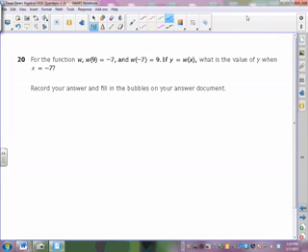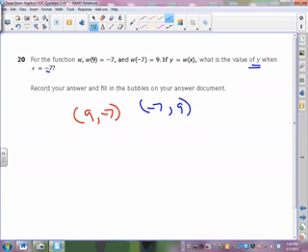Number 20. For the function W, when x is 9, y is negative 7. When x is negative 7, y is 9. And so if y is equal to that function, what is the value of y when x equals negative 7? The answer is 9.